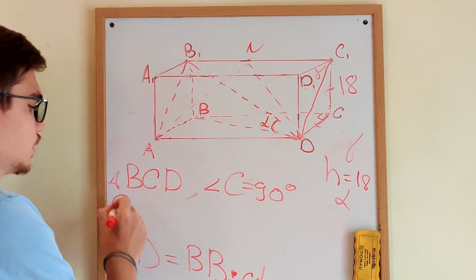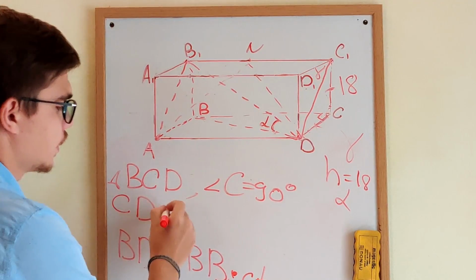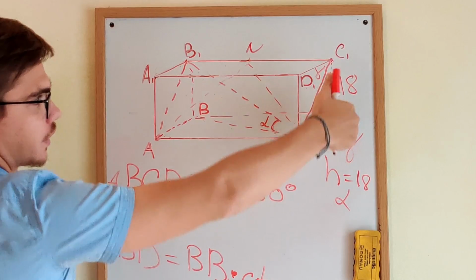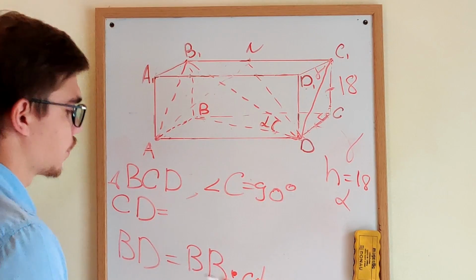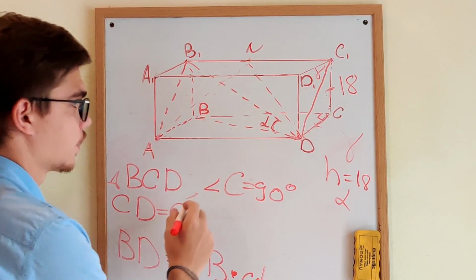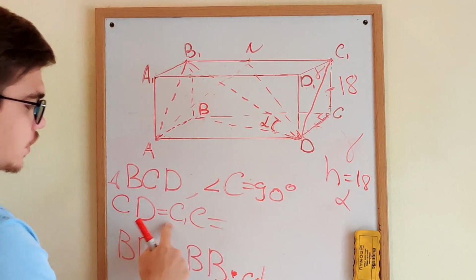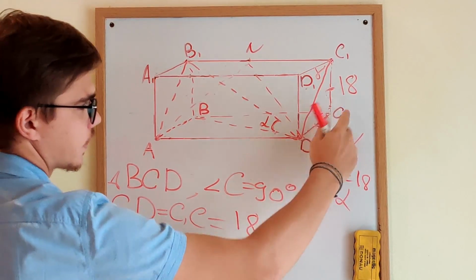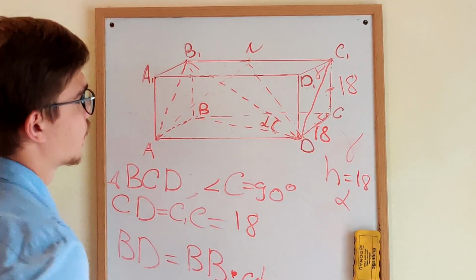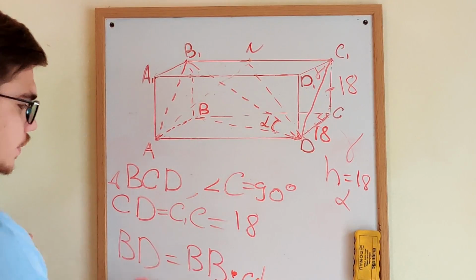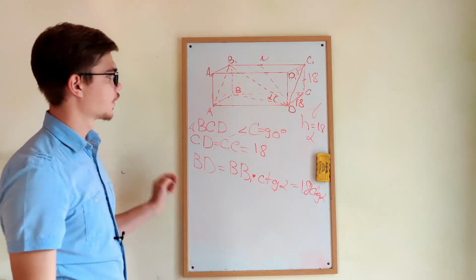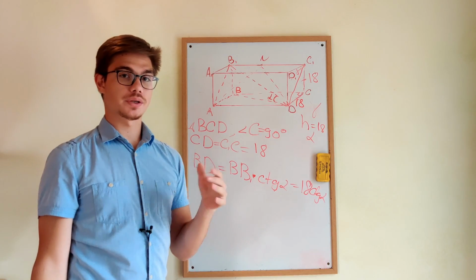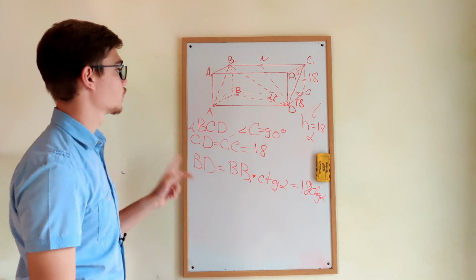The side CD is equal to the side C1C because they are the sides of the square, and the side C1C is 18. So we know this side of the triangle, it's 18. But we also know the side BD. This is written right here. Therefore, if we know two sides in the right triangle, we can use the Pythagoras theorem to find the third one.